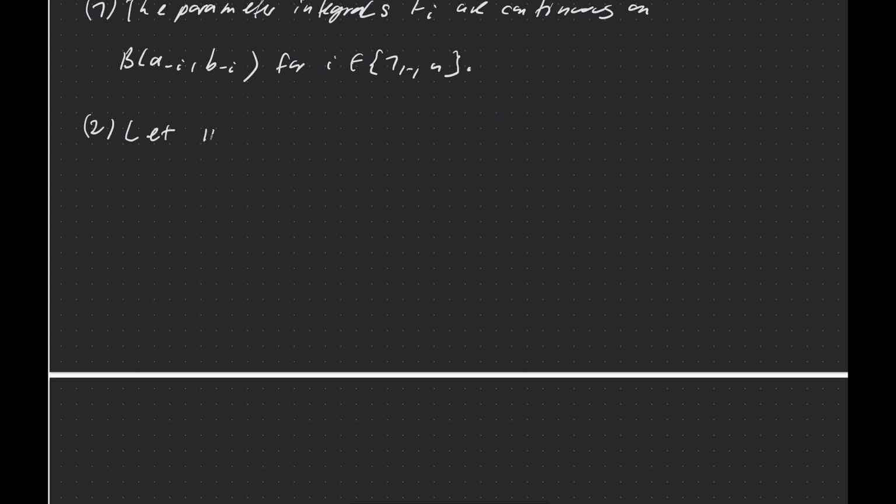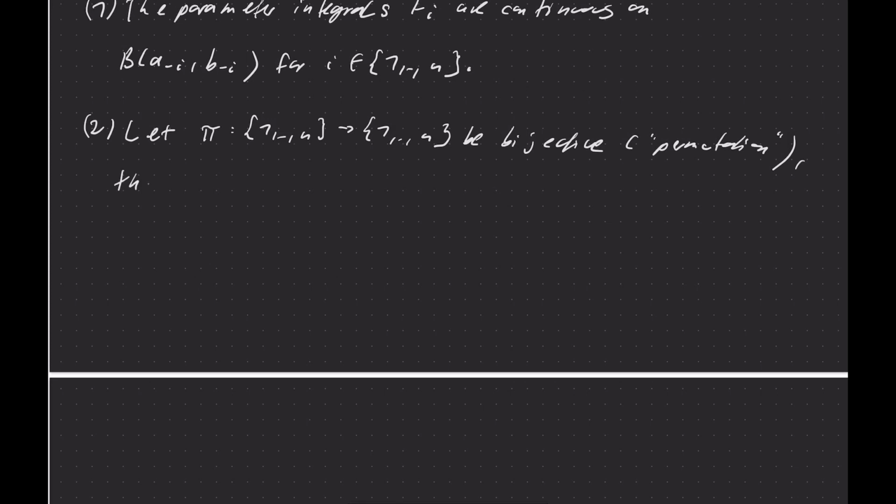So we'll say let pi be a mapping from 1 to n to 1 to n, be bijective. Such a mapping is called a permutation. Basically that means we take the numbers 1 to n and we just reorder them. We permute them in any way we want. But every number appears exactly once in that reordering. Okay, so we have this permutation. And then the statement of the theorem is the following.